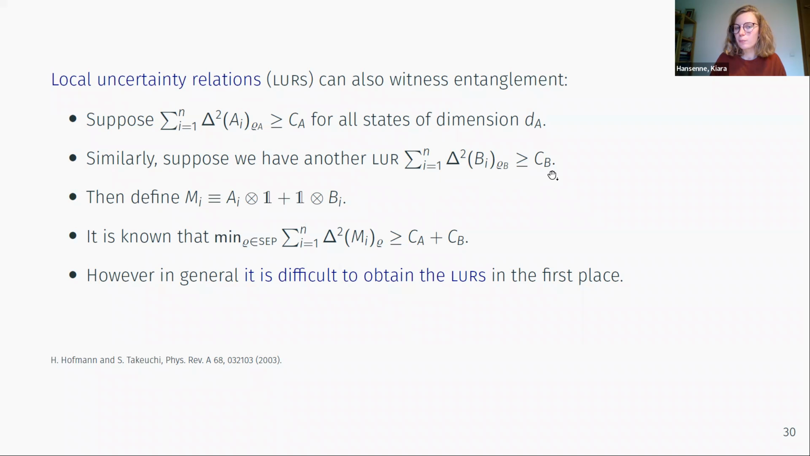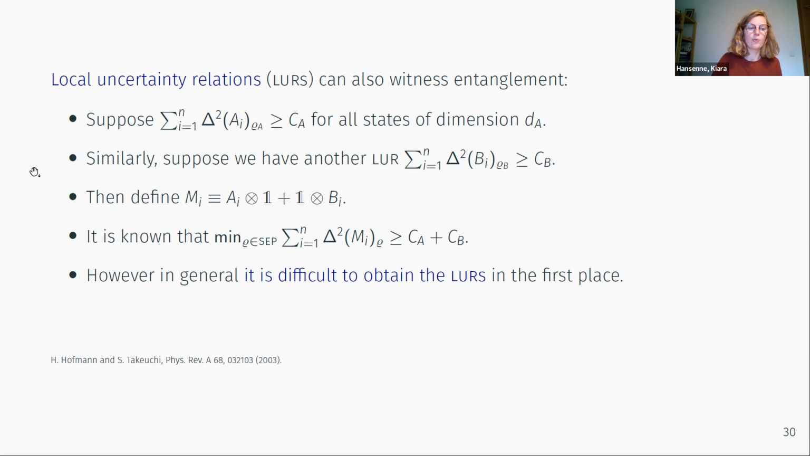Then we have the same thing for B. So again, an uncertainty relation that is local only on the B side. And now we define a global observable, Mi, which is just the sum of the extended observables here. So we define this set of observables. And it is known from previous results that if we now minimize over the set of separable states the sum of the variances, it has to be larger than Ca plus Cb, those two constants.